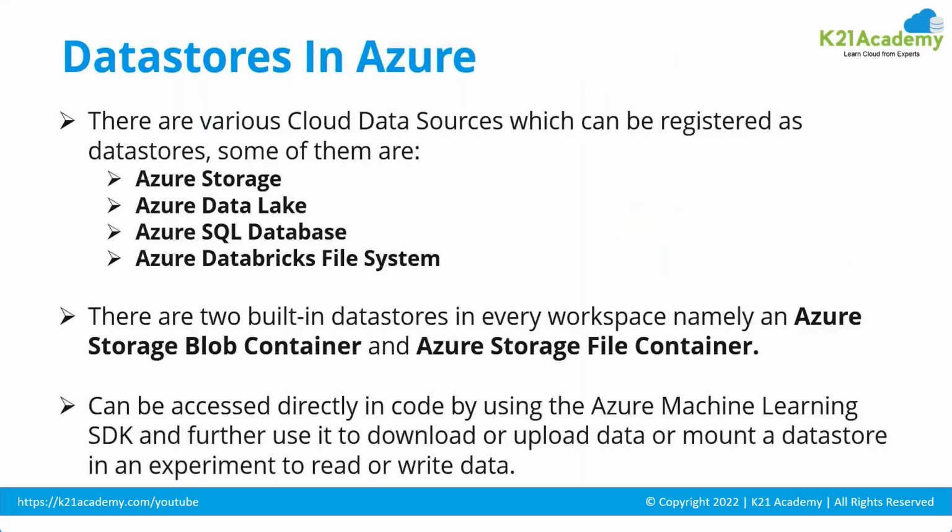So which are some of the sources where we can connect, all right? So you have Azure Storage, then you have Data Lake, and you have Azure SQL Database or Azure Databricks file system, okay? But when you are provisioning a workspace, by default, you have two data stores that get deployed, right? So one is your blob container, the other is a storage file container. Okay, so blob is your default container. Can you change this to file container? Yes, you can. When do you think we might need to change from blob to file?